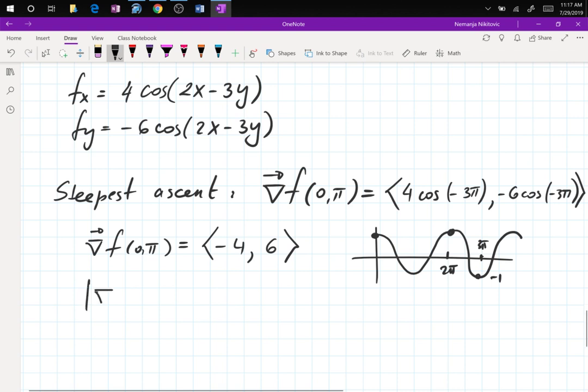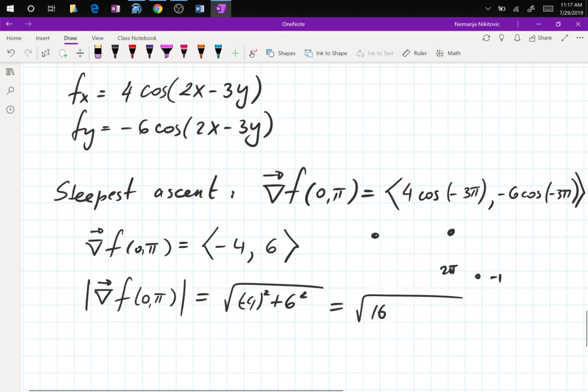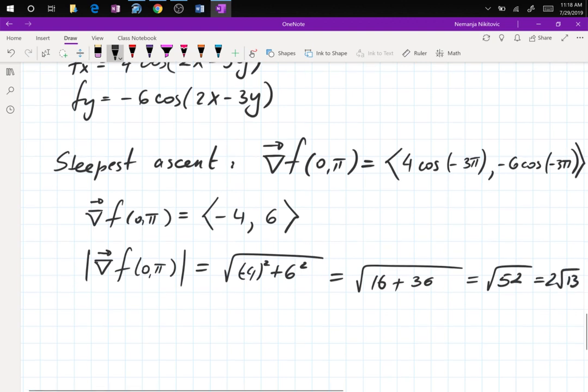And we can calculate the rate of that by simply figuring out the magnitude. So that's going to be the square root of (-4) squared plus 6 squared, which is 16 plus 36, which is square root of 52. Now, 52 we can factor out 4, it gives us 2 root 13. All right, so 2 root 13 would be the steepest way up.